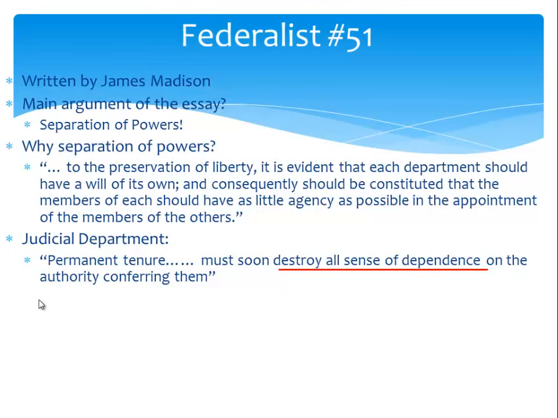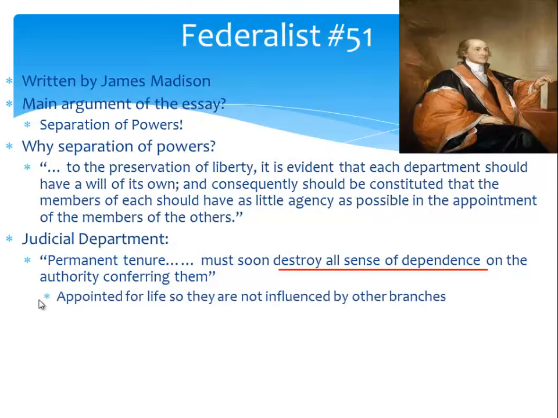If your job is for 5 years, so you're appointed in 5-year terms, you are dependent on somebody to appoint you. So you may make rulings as a judge to make sure that you make those people happy that are appointing you. And Madison says, forget that. They should be appointed for life, and they're not worrying about pleasing the people that appointed them. They're simply interpreting the Constitution as it is. And judges are appointed for life, so they're not influenced by other branches.